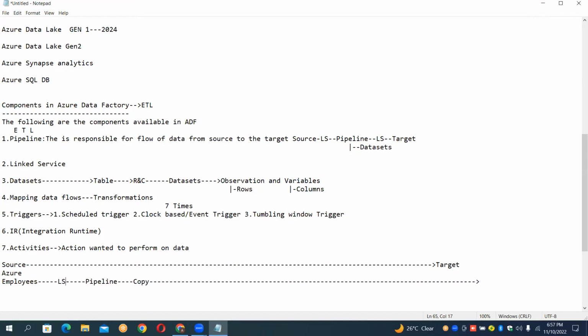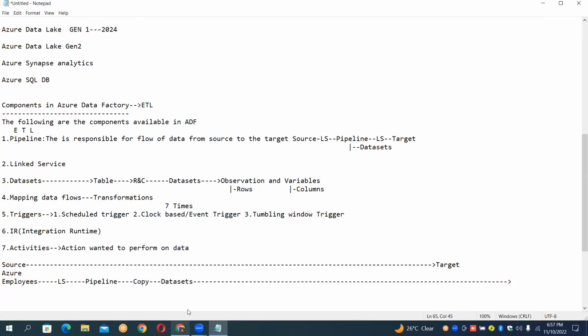Once the copying is done from here to here, the copied data will be stored in what? Datasets. Am I right or not? It will be stored in datasets. That is called as what? The collection of rows and columns.